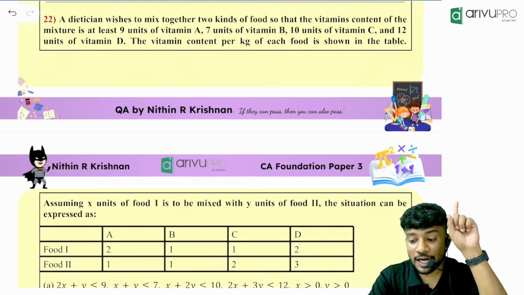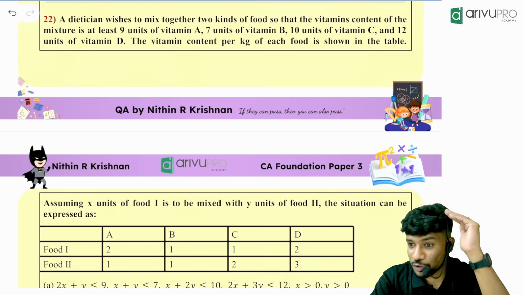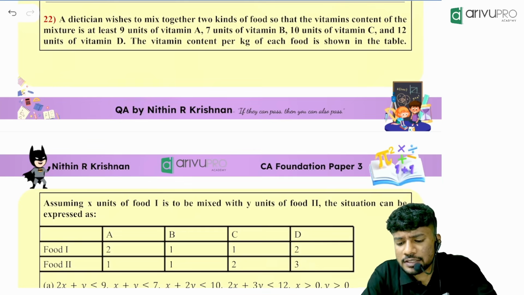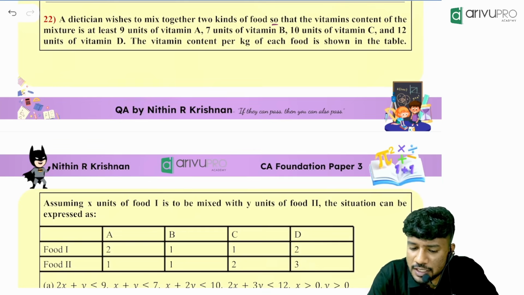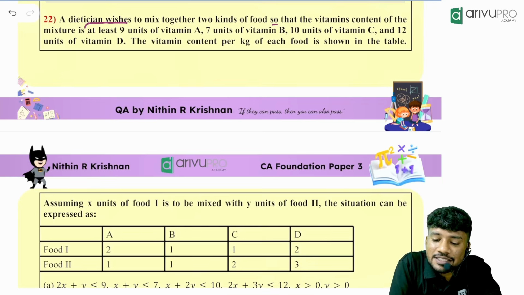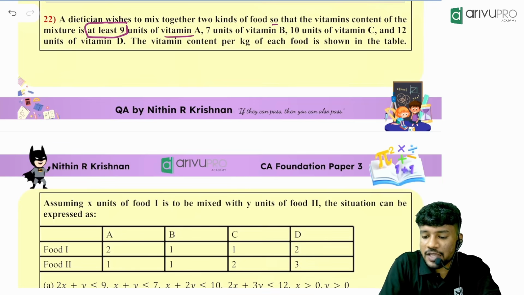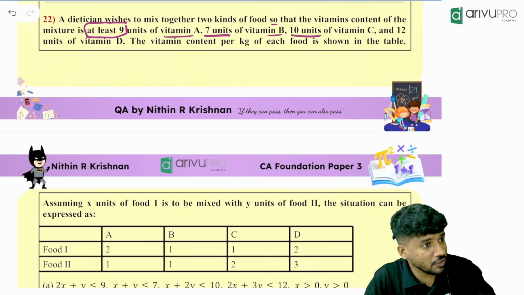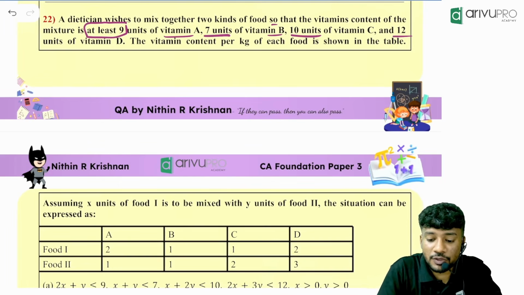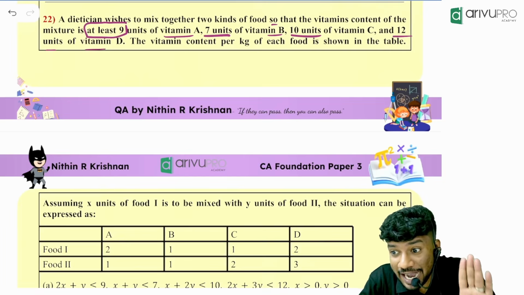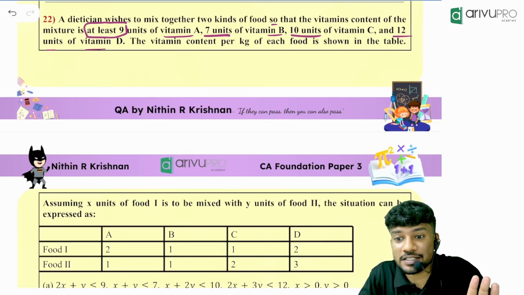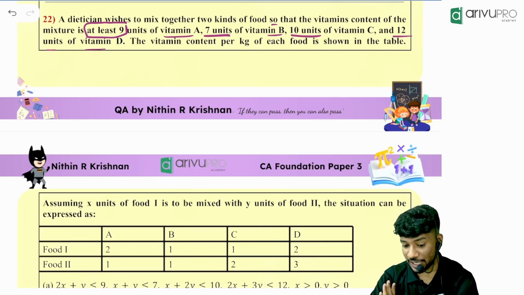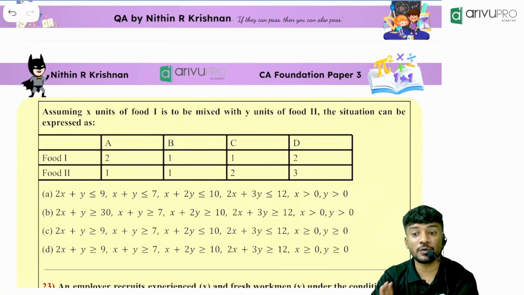If you need to know at least, at most, and all the things you should know properly. A dietitian wishes to mix together two kinds of food item so that the vitamin content of the mixture is at least 9 units of vitamin A, at least 7 units of vitamin B, at least 10 units of vitamin C, then at least 12 units of vitamin D. Okay, at least means what? Greater than or equal to. That means all the given conditions, without even reading the question, I am going for the answer. Everything should be greater than or equal to.